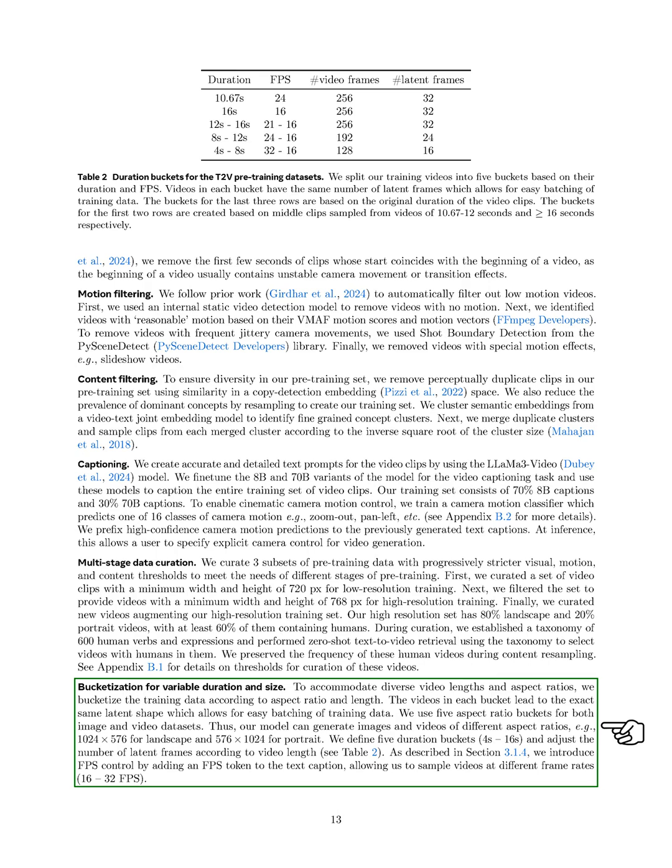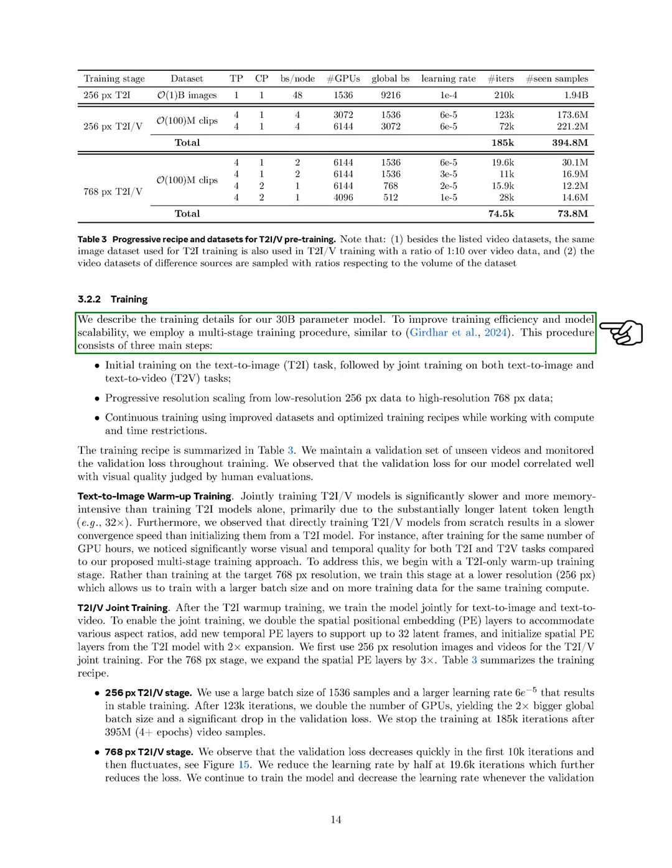Section: Training. In this section, we describe the training details for our 30 billion parameter model. To enhance training efficiency and scalability, we utilize a multi-stage training approach. This consists of 3 main steps. First, we conduct initial training on the text-to-image (T2I) task. Second, we perform joint training on both text-to-image and text-to-video (T2V) tasks. And third, we progressively scale the resolution from low-resolution 49 by 49 pixel data to high-resolution 5 by 5 pixel data. We also engage in continuous training with improved datasets and optimized methods while considering compute and time limitations.